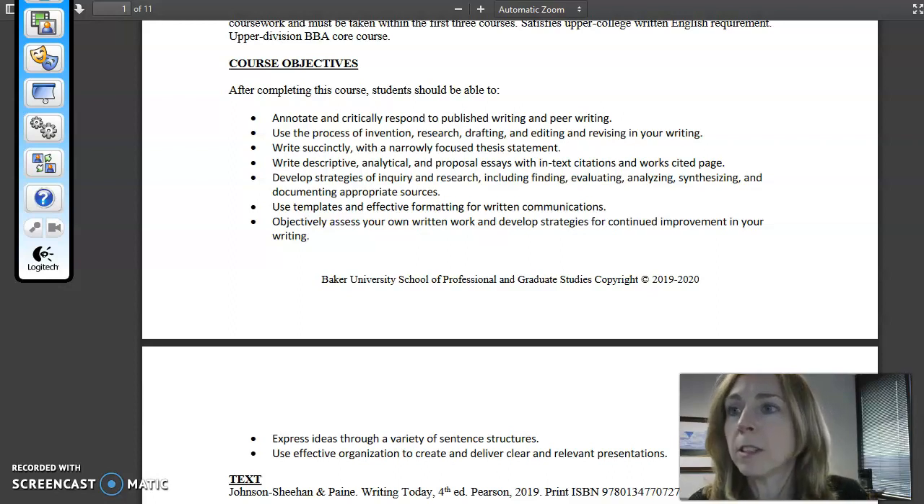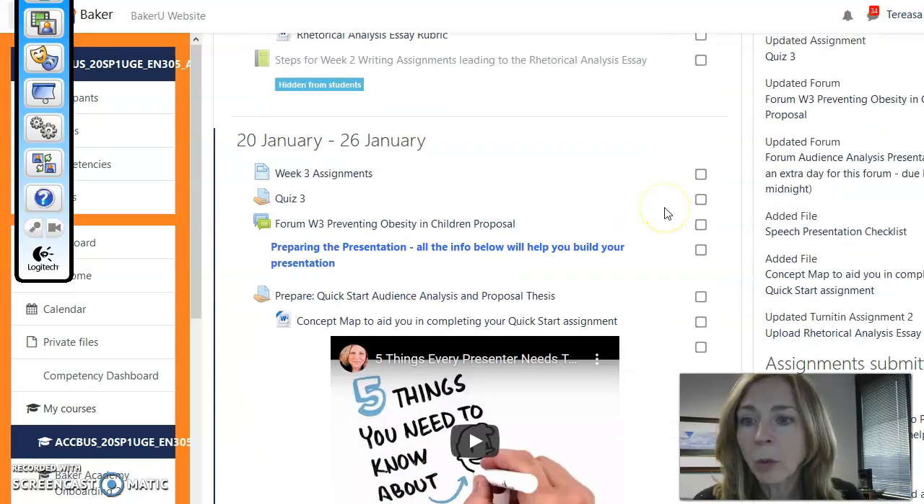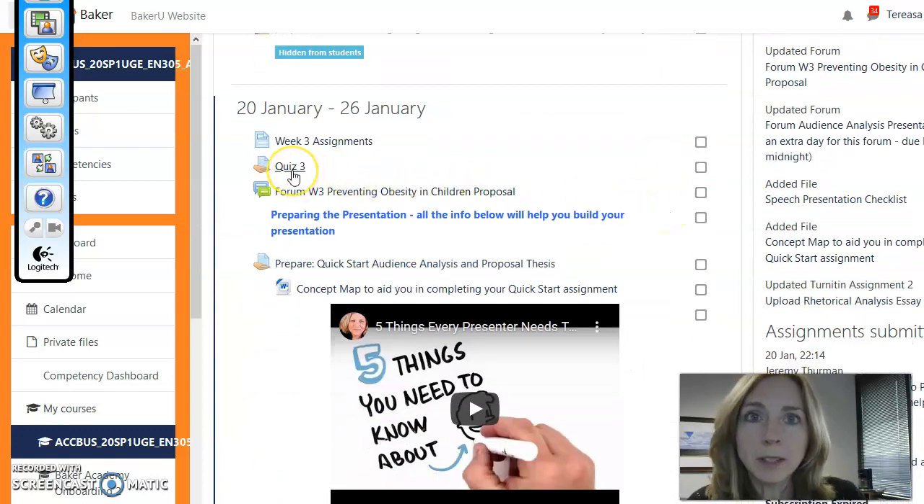Let's move over to the Moodle shell so I can walk you through week 3. You have quizzes as usual in Revel. And then in our forum, we'll be discussing a proposal that's in the Revel book. It's called Preventing Obesity in Children.